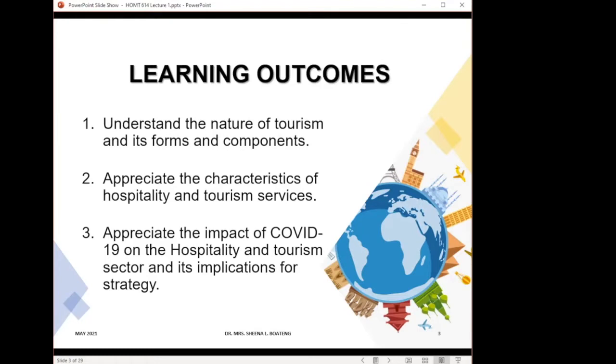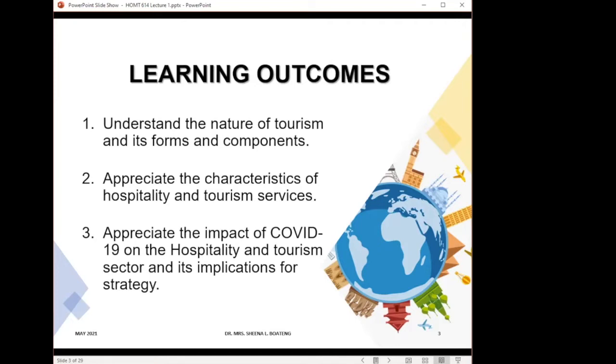Third, we will talk about appreciating the impact of COVID-19 on the hospitality and tourism sector and its implications for strategy. Because as I mentioned, COVID-19 has ravaged the industry. However, industry analysts indicate that it's on the path towards recovery. However, it will take some time and a lot of effort to get to full recovery levels. And these full recovery levels will require strategic thinking leaders and managers in the industry to take action based on the situation in the industry and what they can do to achieve good results for this recovery process that we are talking about.